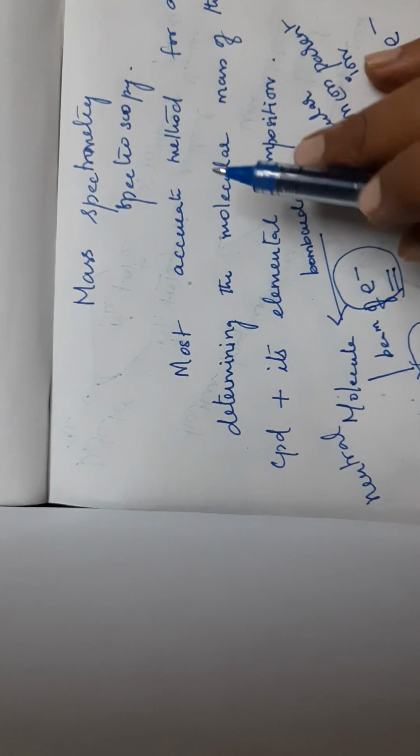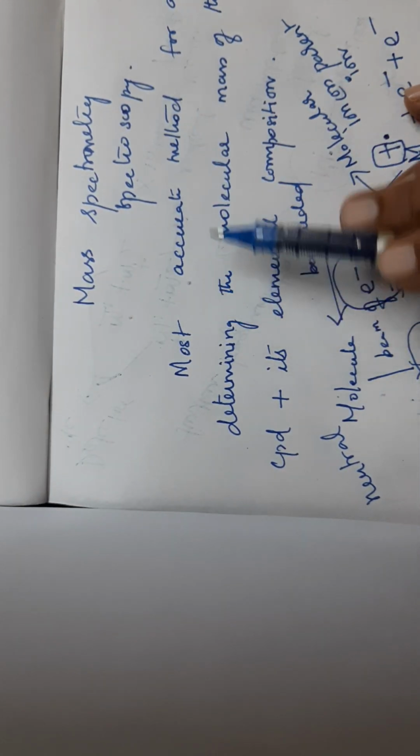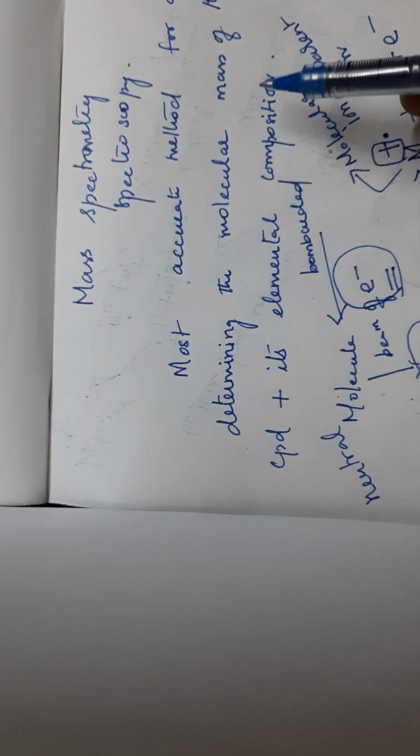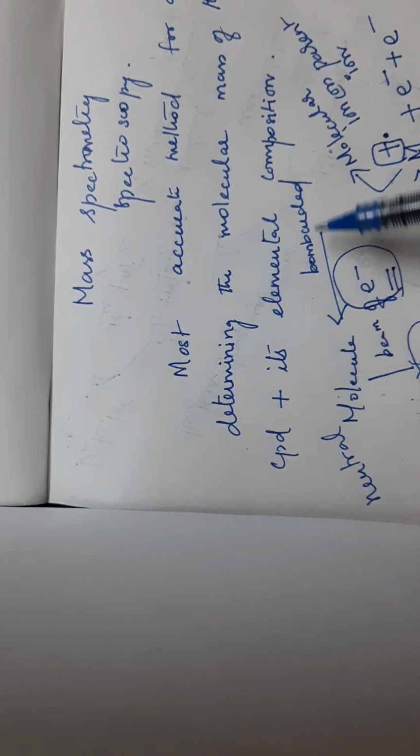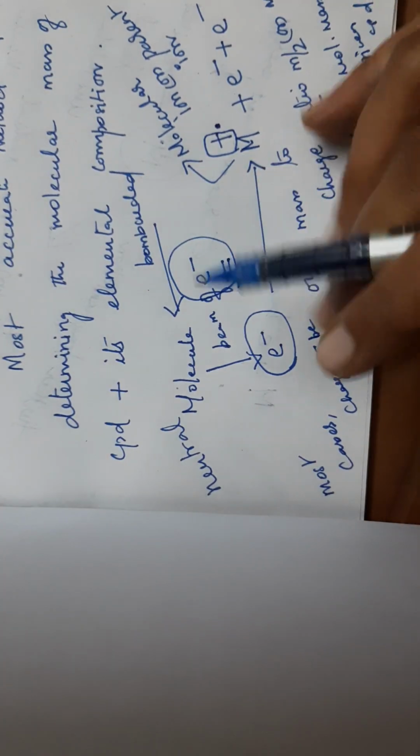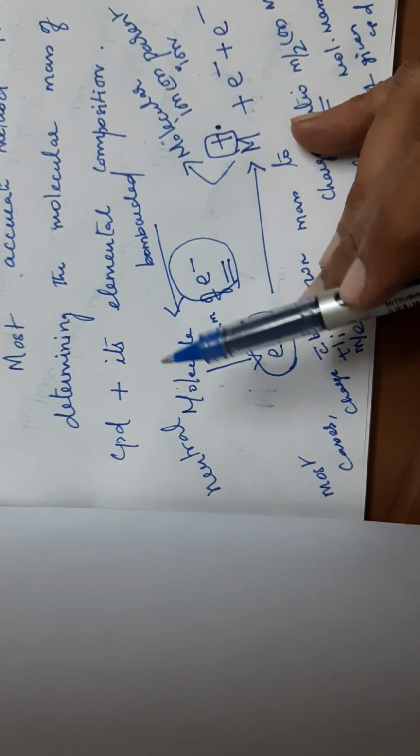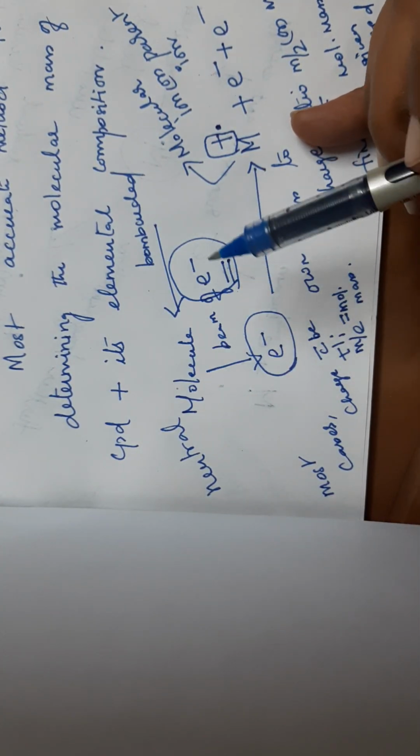Okay, so I'll repeat once again. Mass spectroscopy or mass spectrophotometry is the most accurate method for determining the molecular mass of the compound along with its elemental composition. So how are we going to find out the molecular mass of a compound or its elemental composition?